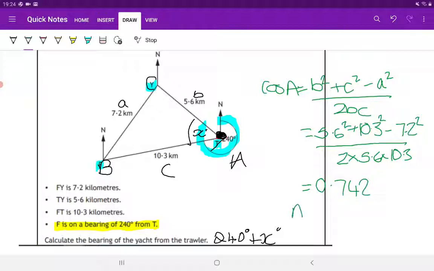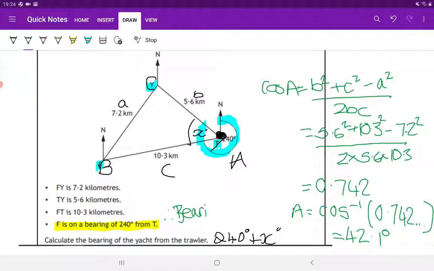Okay, so to get A, or X I guess, we're doing inverse cosine of that 0.742. So shift cos on the calculator, and that brings you up 42.1 degrees, 42.088. Therefore the bearing would be 240 plus that 42.1, which is 282.1 degrees. But we wouldn't get the mark for that, guys.